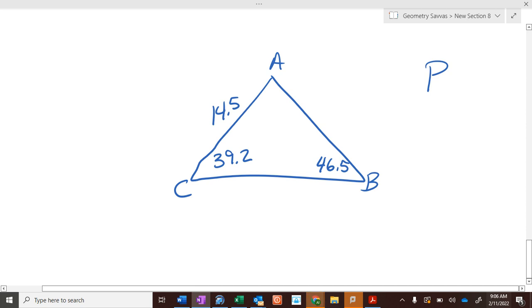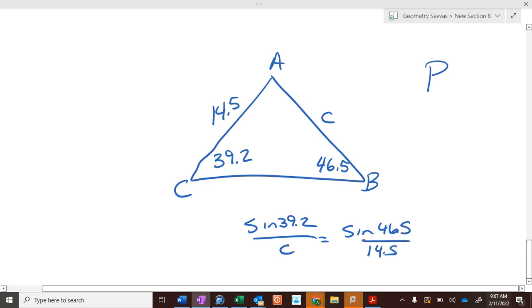Okay, what's the perimeter of this thing? First step. Well, should we figure out what C is? Sine of 39.2 over C equals sine of 46.5 over 14.5.